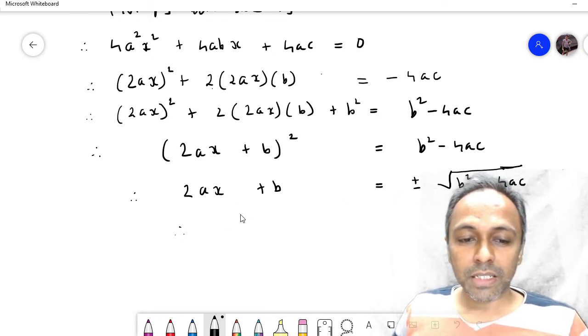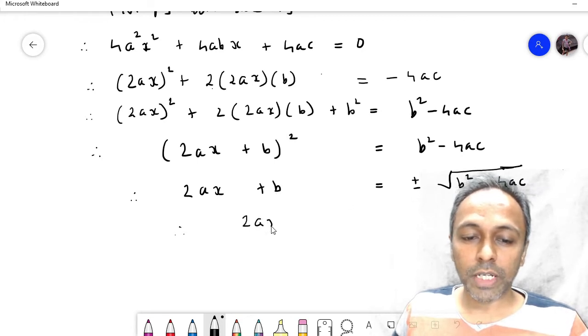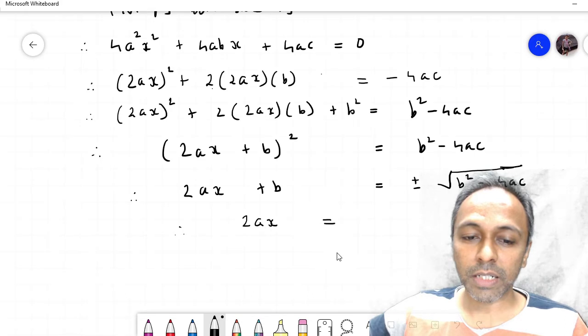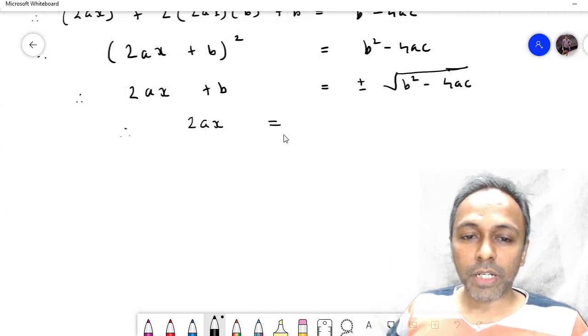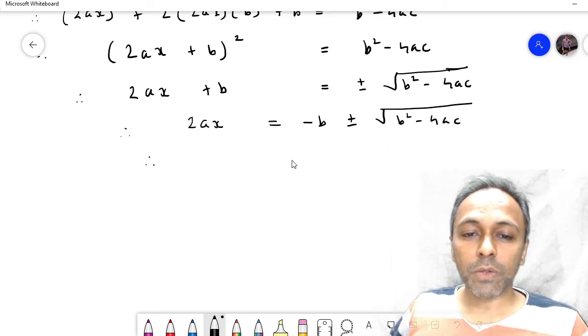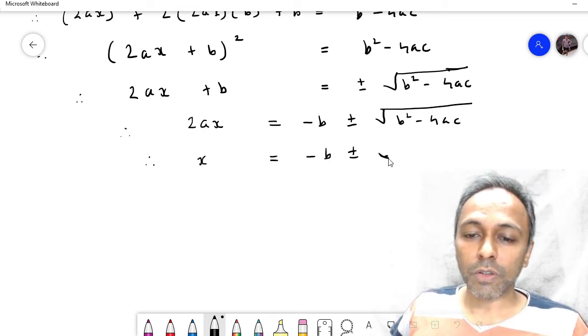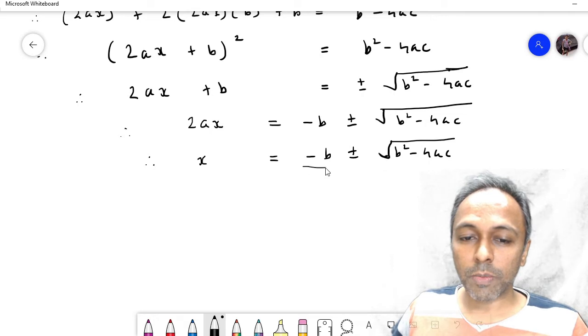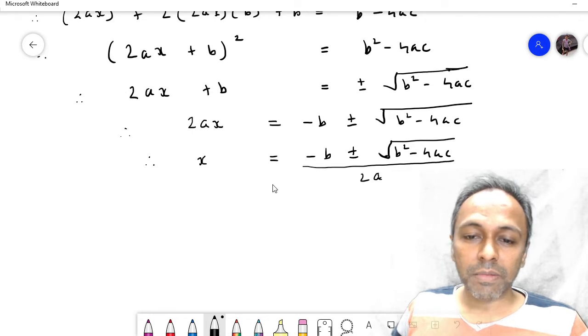Our aim is to get x, so first take b on the other side. So we get 2ax is equal to minus b plus or minus root of b square minus 4ac. As we want x, let us divide by 2a. So x is equal to minus b plus or minus root of b square minus 4ac upon 2a. We getting x means we have factorized the given quadratic equation.